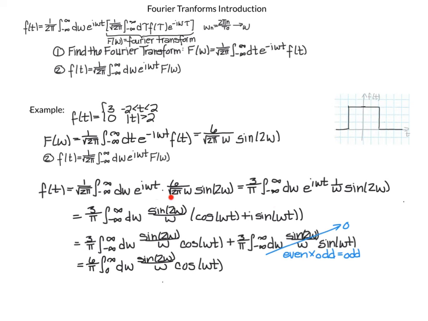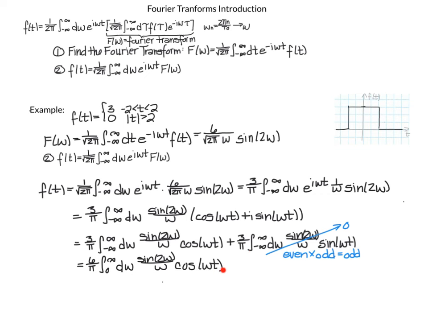Now when I multiply this sine 2 omega over omega times cosine omega t plus i sine omega t, I have my sine 2 omega over omega times cosine omega t, plus I went ahead and separated out this integral just to highlight the fact that we're going to be integrating an odd function, plus 3 over pi, an integral from negative infinity to infinity, of sine 2 omega over omega times sine omega t. This here is an even function again, times an odd function. So this is an odd function integrated symmetrically around 0, which is going to go to 0.